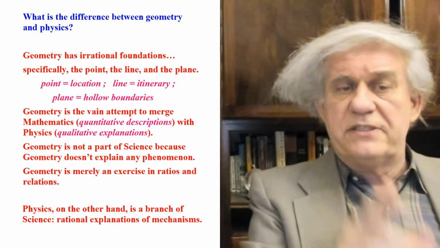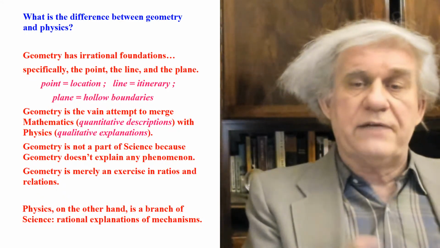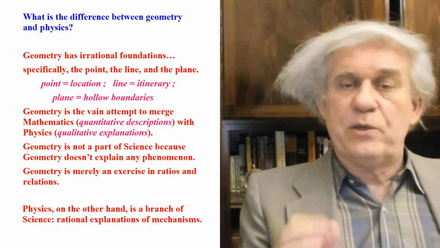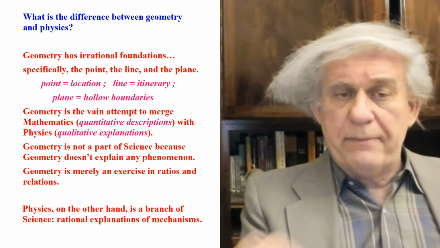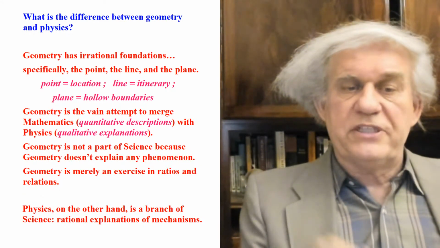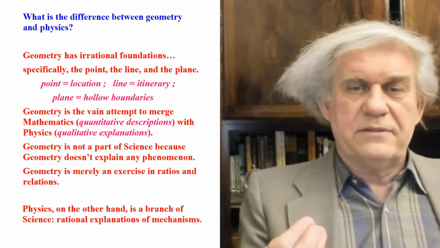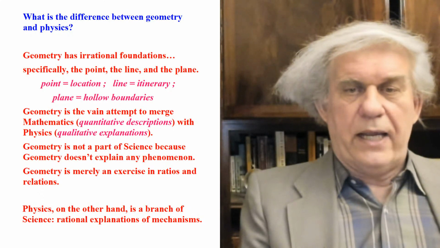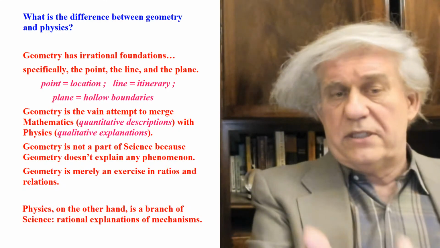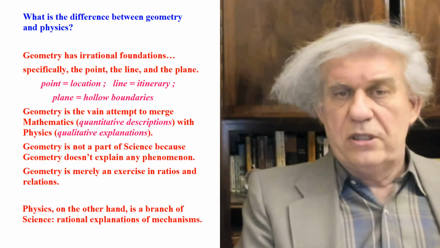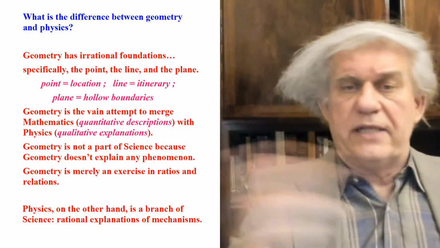Okay, so geometry is the vain attempt to merge mathematics, which is what? Quantitative descriptions, with physics, which is a qualitative explanation, or a bunch of qualitative explanations. Geometry is not a part of science because geometry doesn't explain any phenomena. Okay? Science is explaining, and geometry doesn't explain. Geometry just does a description, and what does it do? It's just an exercise in ratios and relations. You look at angles, you look at lines, how long a line is, that sort of thing.